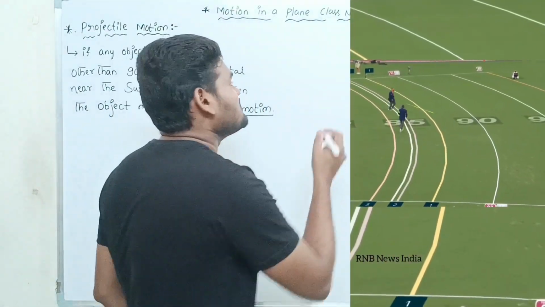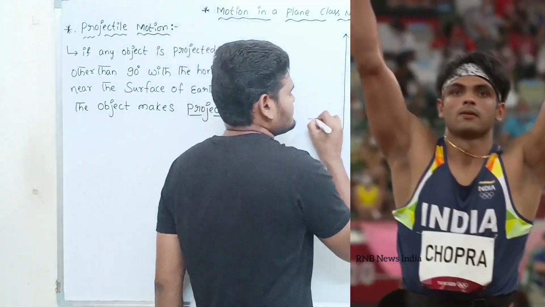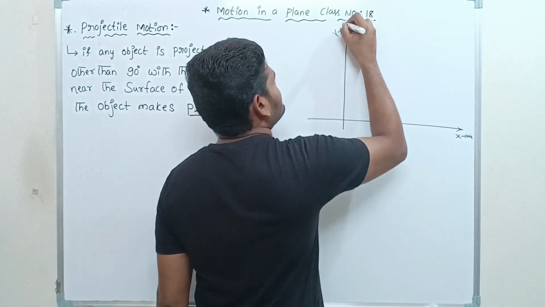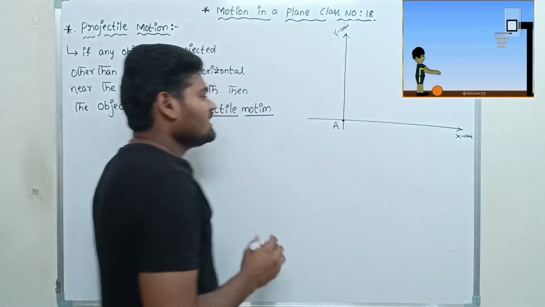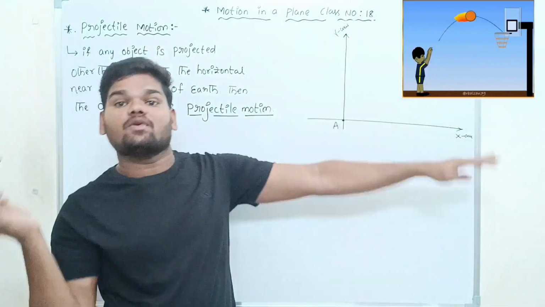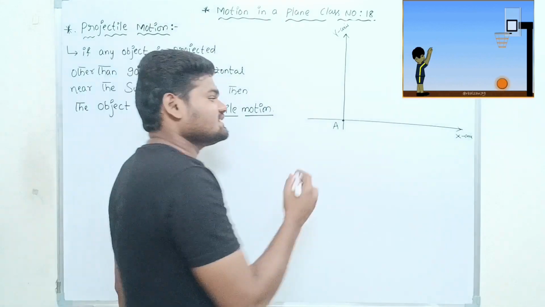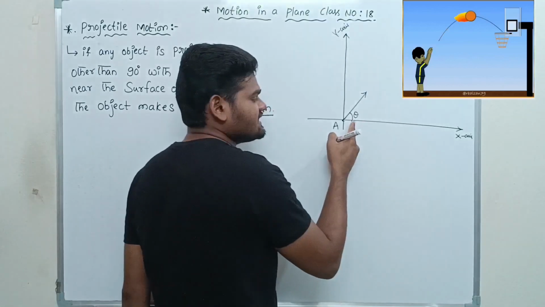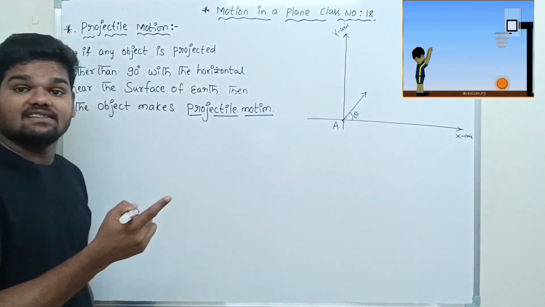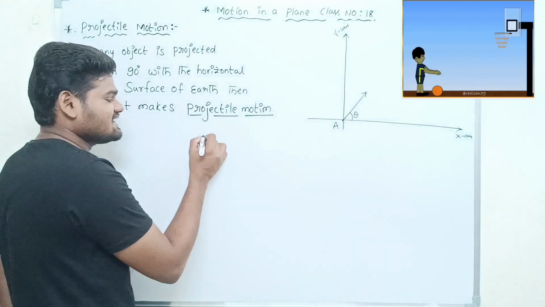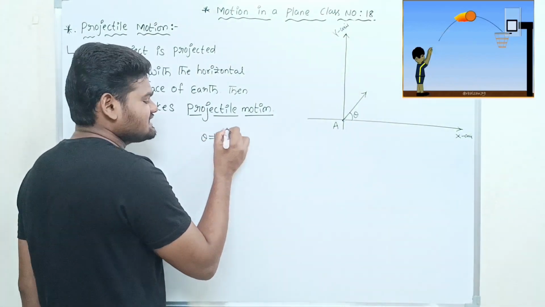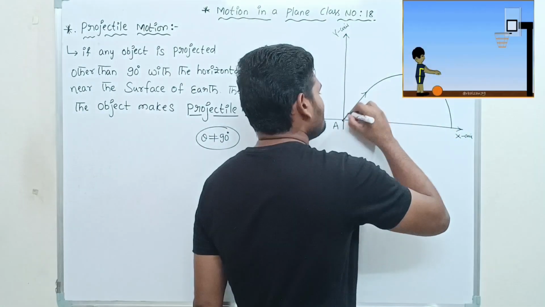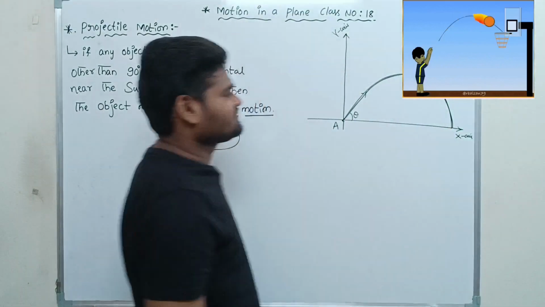Have a look. I'm taking a two-dimensional coordinate system, with x-axis and y-axis. Let us consider this is a point A. Now, if you want to bring the object into projectile motion, you must project that object making an angle theta with the horizontal, and this theta must be other than 90 degrees. That means theta is not equal to 90 degrees. Then the object makes projectile motion. Are you getting it?